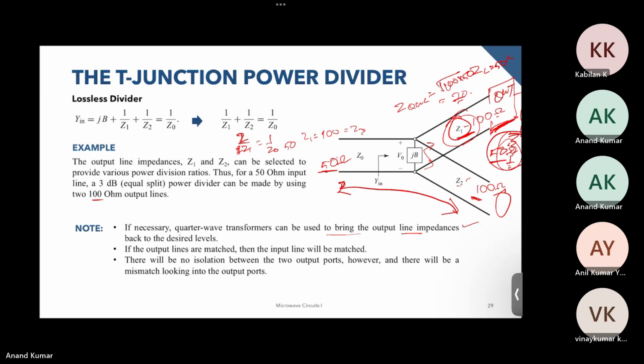But one thing that we have to notice is that there is no isolation between the two output ports. So if we are sending power from here and we are receiving equal power over here. But if some power is sent from here, this junction will not be matched, and in that case some power will be reflected from here, from here, and from here. But if you're sending power from here, and this port is matched over here and this port is matched over here, and this junction is lossless, then no power will be reflected back.